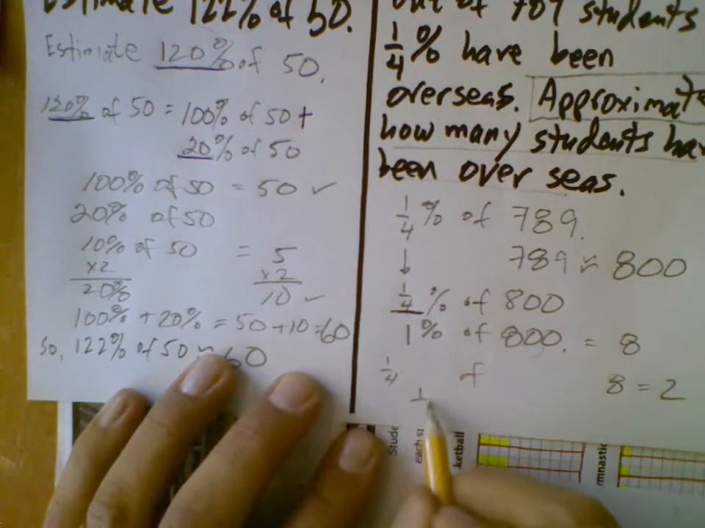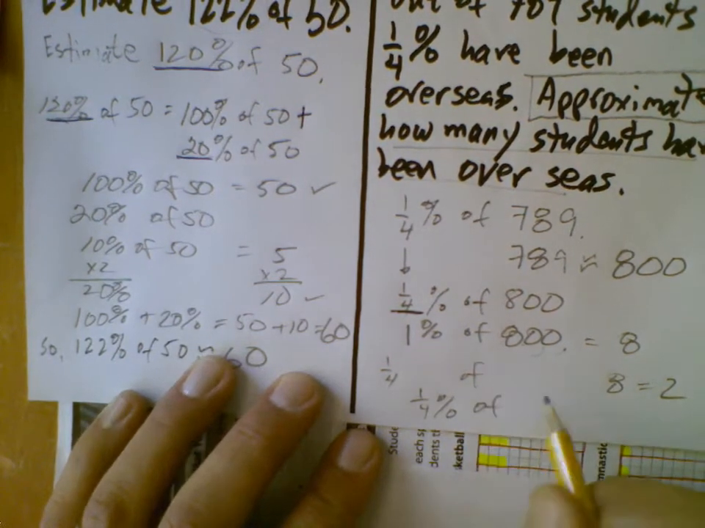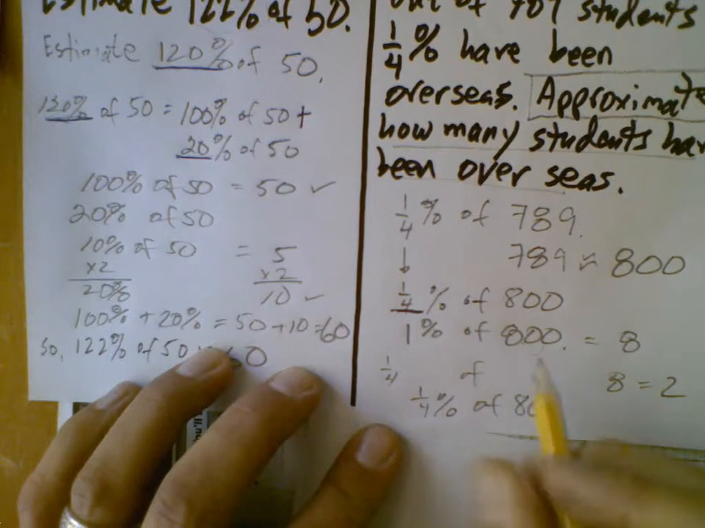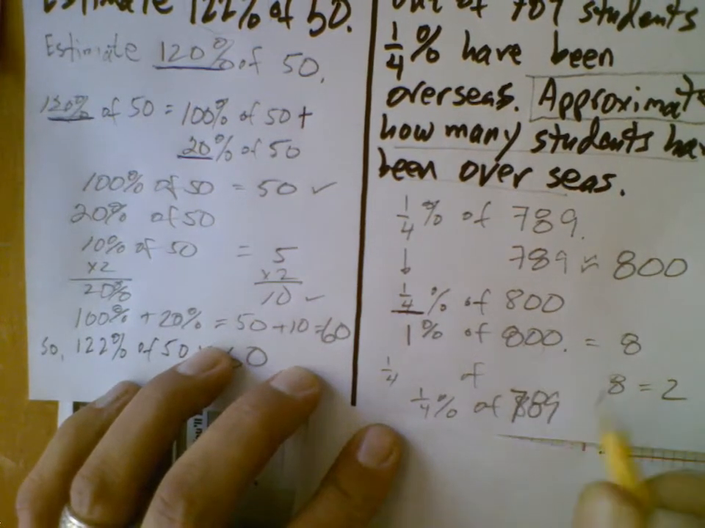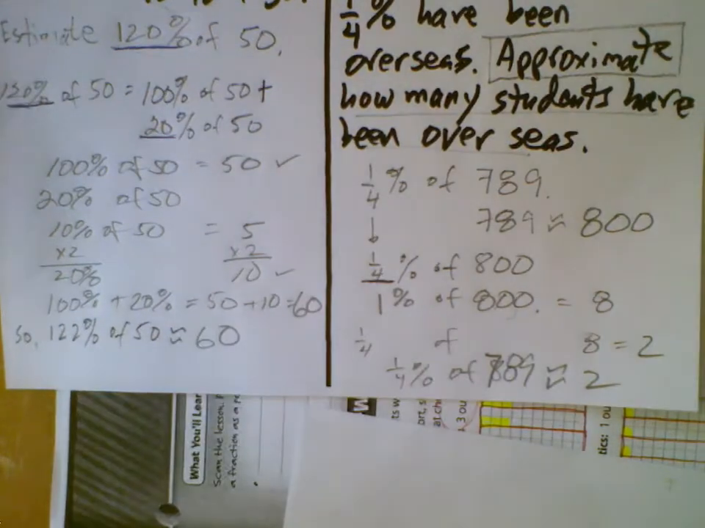So 1/4% of 800, or 789, sorry, 789, is about 2. Hope this helps.